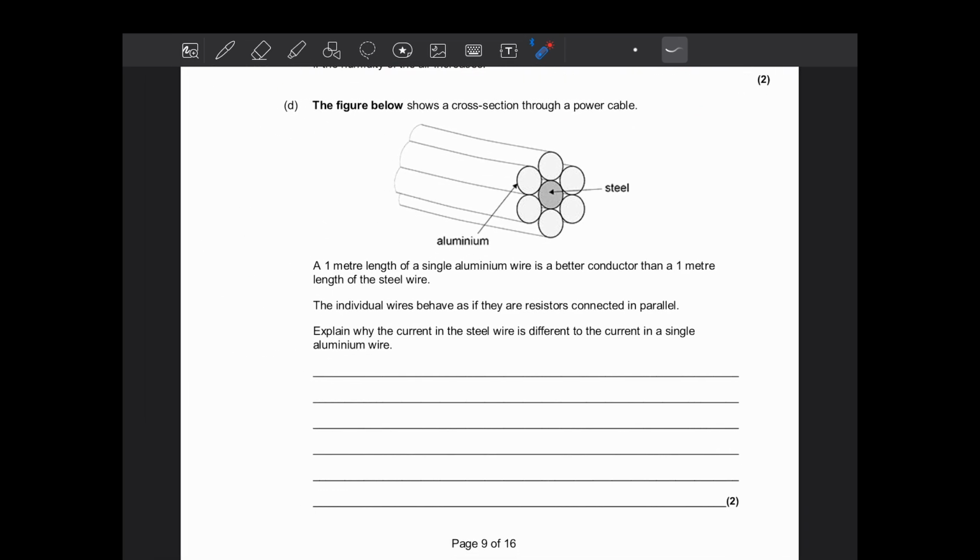Final question that we're doing, I believe. We've got a cross-section through a power cable, and you need to explain why the current in the steel wire is different to that in the aluminium wire. So take a second if you want to pause the video and attempt that on your own.